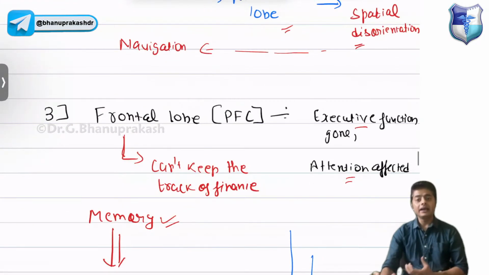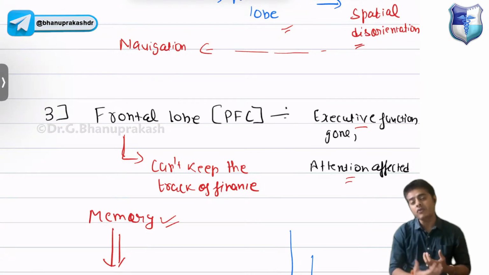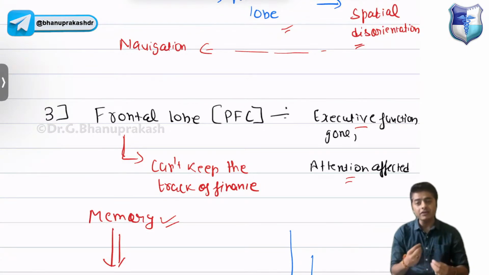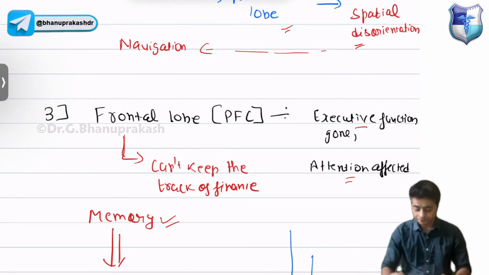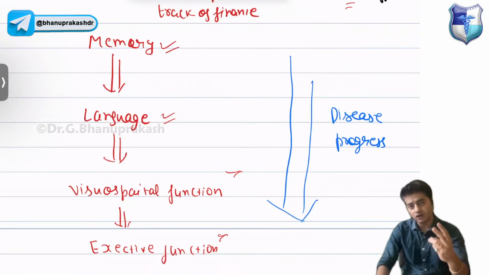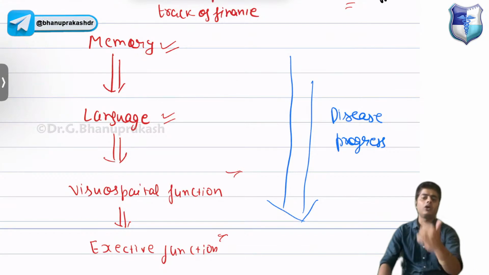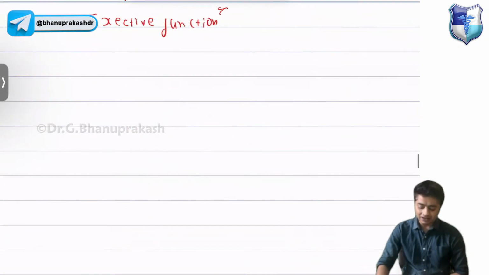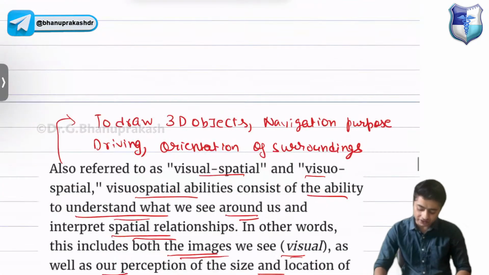Then it comes to the frontal lobe. He can't even keep track of his finances. Executive functions are gone. Attention is affected. So first memory, then language, then visuospatial function are gone, then executive function. This is how the disease progresses in an Alzheimer disease patient.